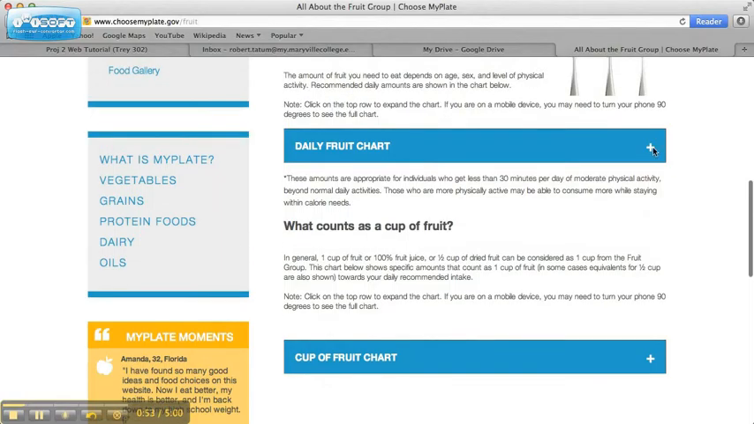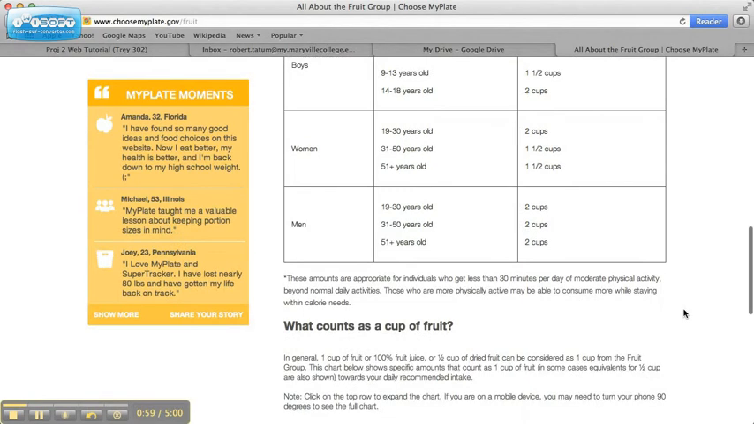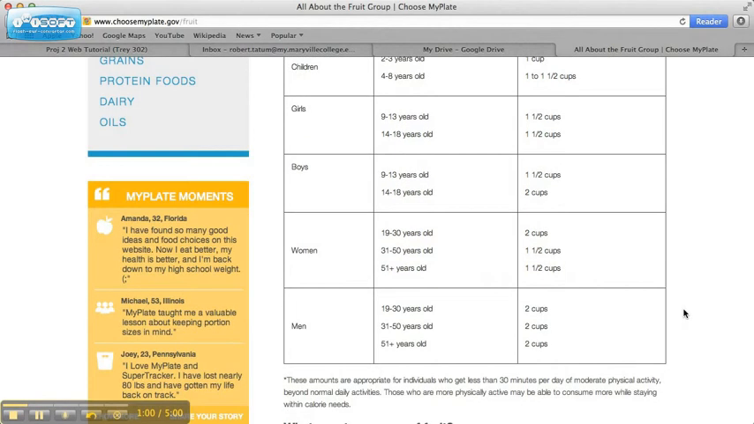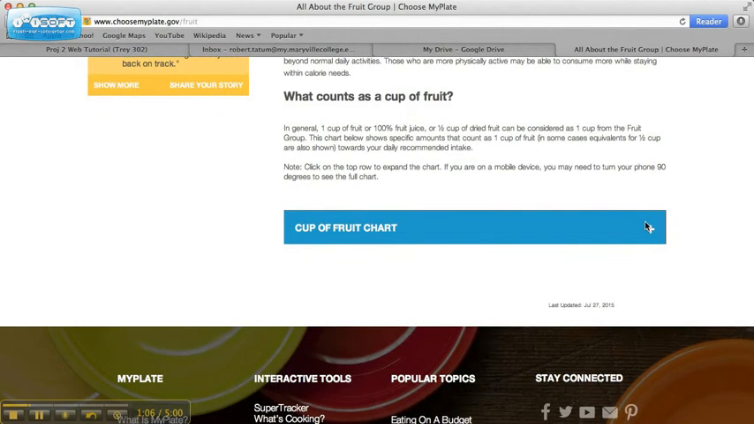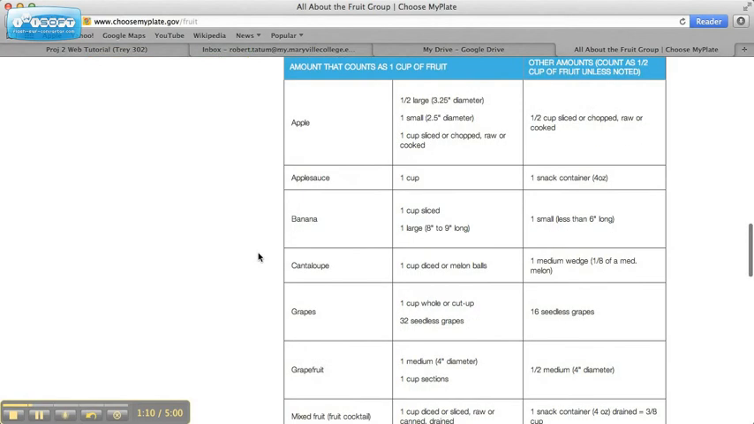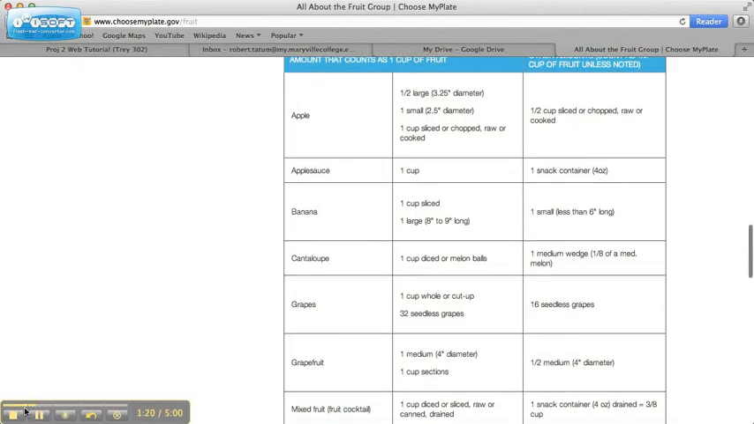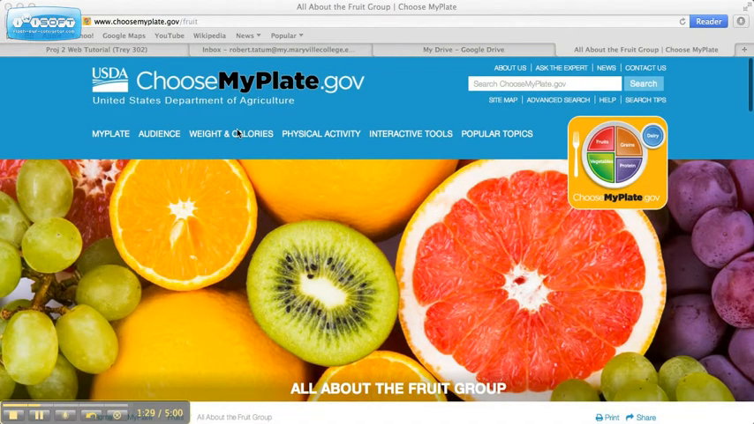We can even click on the daily fruit chart here, and it will give the daily recommendation for men and women of all ages. And this is obviously for an average person, but it is a pretty good chart to go off of. And we can go down here and look at examples of what a cup of fruit is. So you know about how much fruit you should be getting in daily, and it gives you lots of examples of what kind of fruit you should be eating and how much of it you can be eating to get in your daily value.